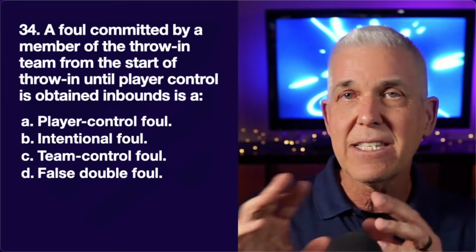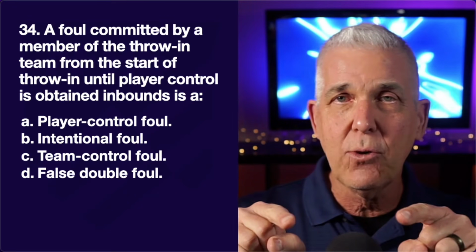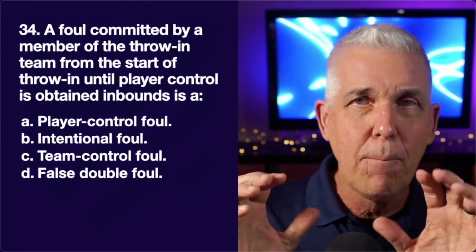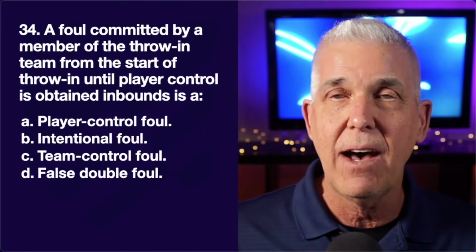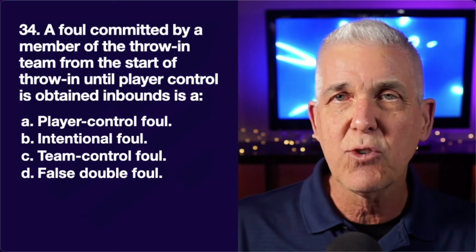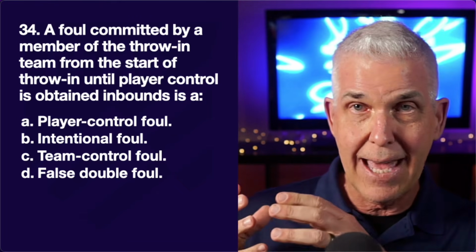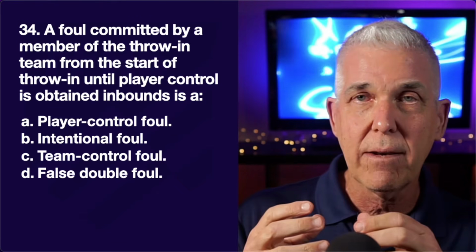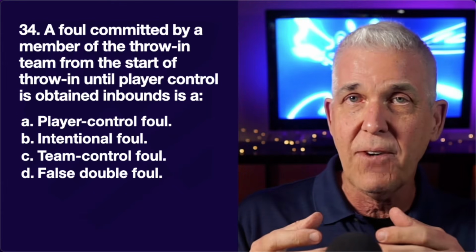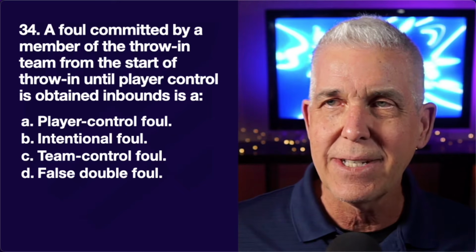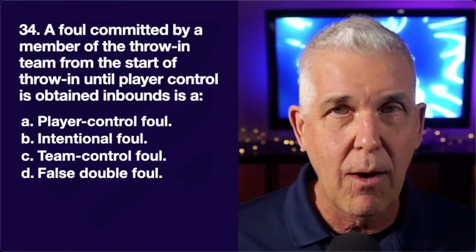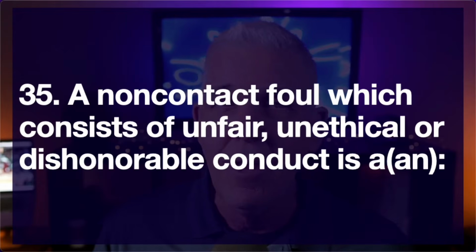Right, the throw-in gets loose, two players are pursuing, a teammate of the thrower pushes the other player so that they can gain control of the ball. What kind of foul is that? That is a team control foul by rule. We've established team control during the throw-in for the purpose of administering fouls, and that's what we have here on this play. Correct answer is C, team control foul by rule.